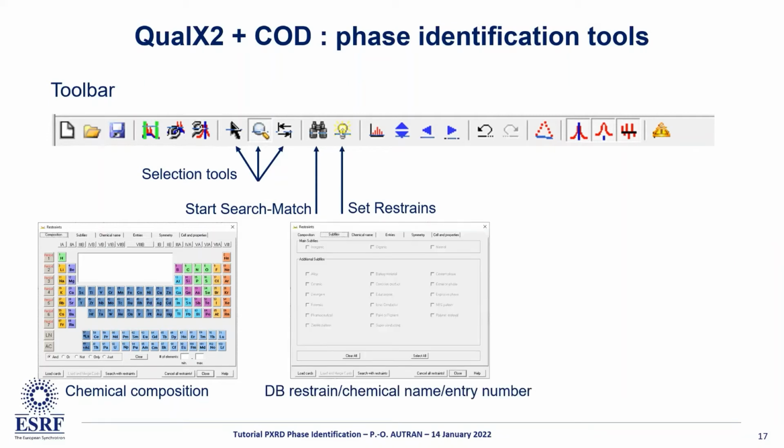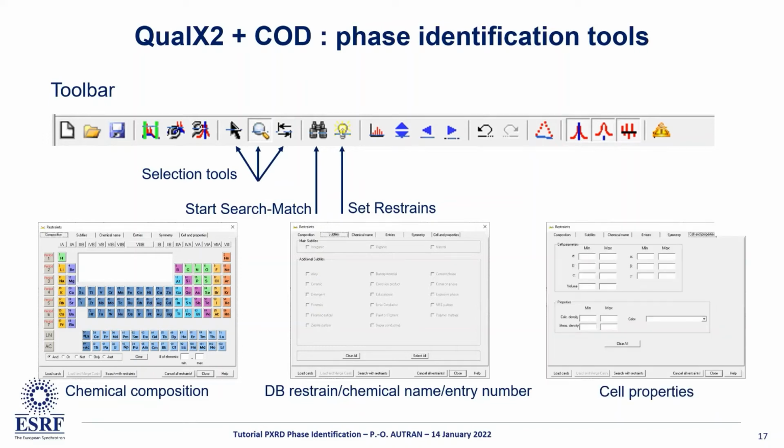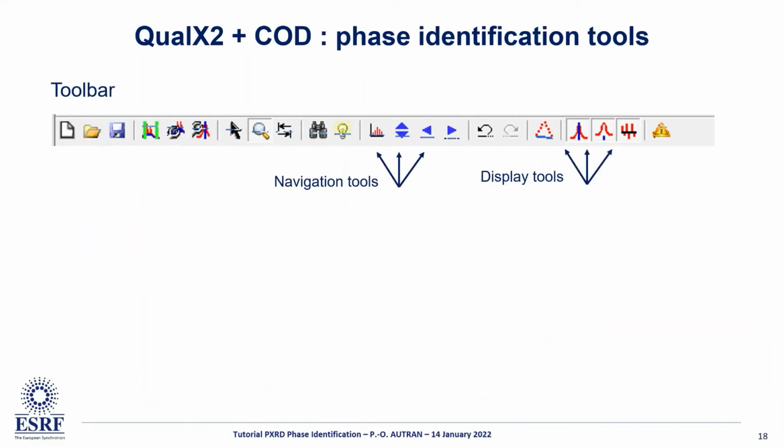Then you can select the database, with some restraints if you want certain types of sub-database, or if you want to browse for a specific name like calcite or quartz, or an entry in the database that you know. And then you can also restrain on cell properties, like cell parameters, the density, or the volume of the unit cell. That's it. And then you have a bunch of navigation and display tools.